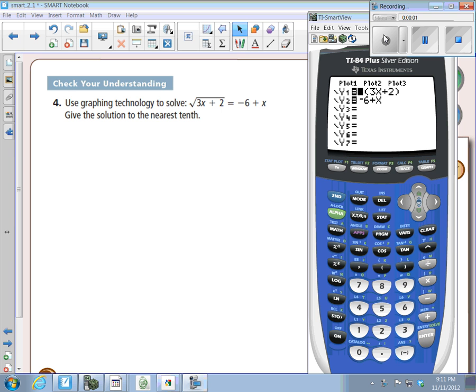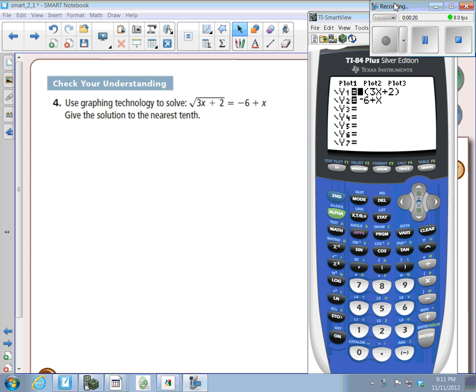Okay, this is lesson 2.1. Check for understanding number 4. The question is asking us to use a graphing calculator to solve an equation where the square root of 3x plus 2 must equal negative 6 plus x.